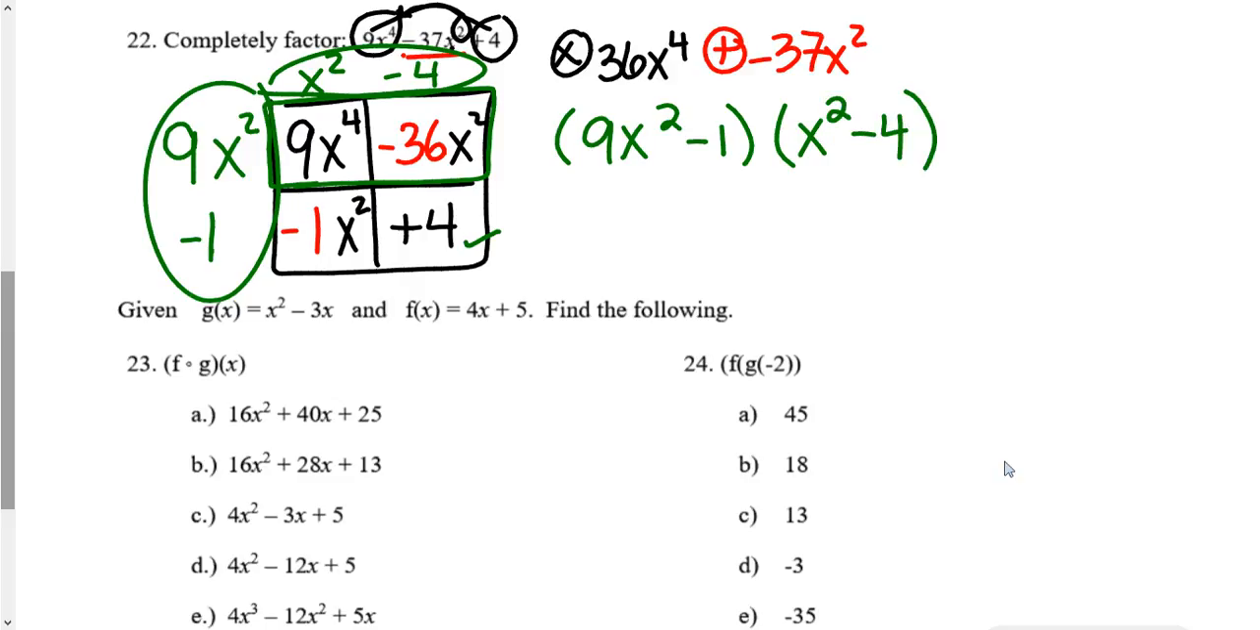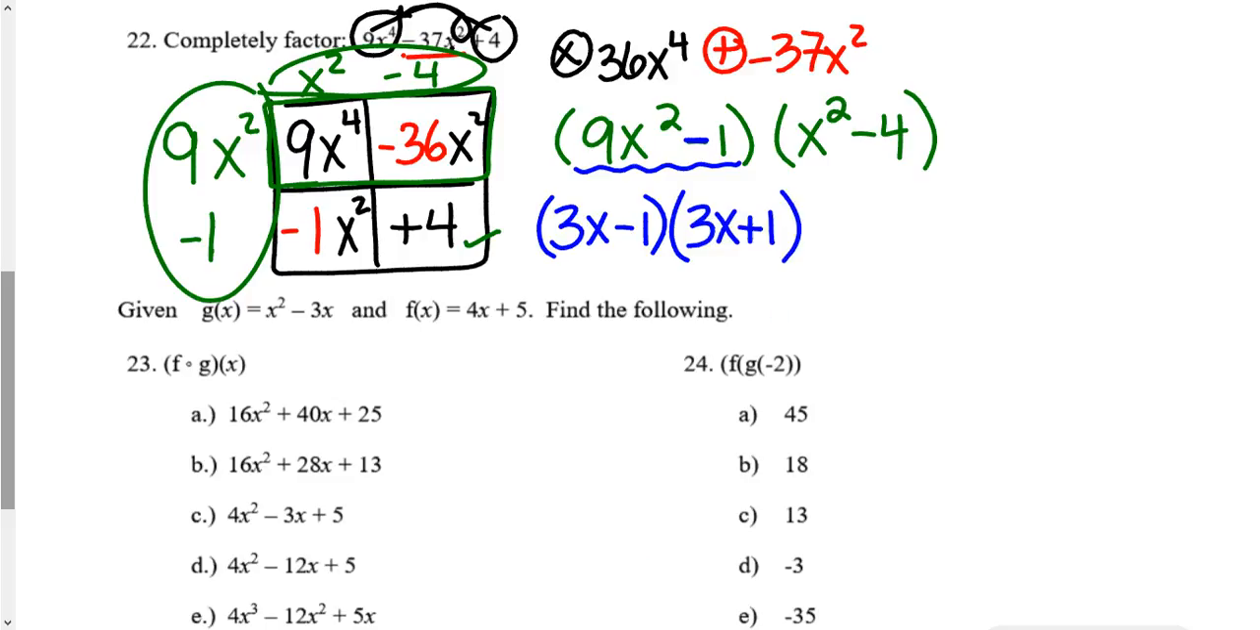My final step in factoring completely is making sure I can't factor any factors more. 9x squared minus 1, it has 2 terms. That means it could be a difference of squares, which this one is. 9 is a perfect square, x squared is a perfect square, and 1 is a perfect square. And they have a minus in the middle, which means it's a difference. So when I square root, I've got 3x minus 1 times 3x plus 1.